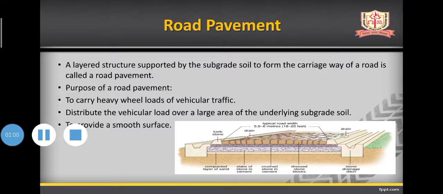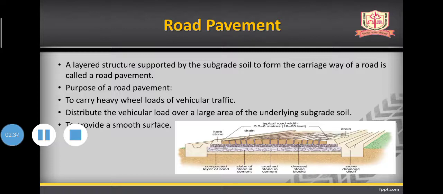The second is to distribute the vehicular load over a large area of underlying subgrade soil. The various layers will transfer their load onto the different layers under it, and finally the final load will be distributed to the subgrade soil. What subgrade soil will do, it will distribute the load throughout the area so that the road should not deform and bear the traffic load.